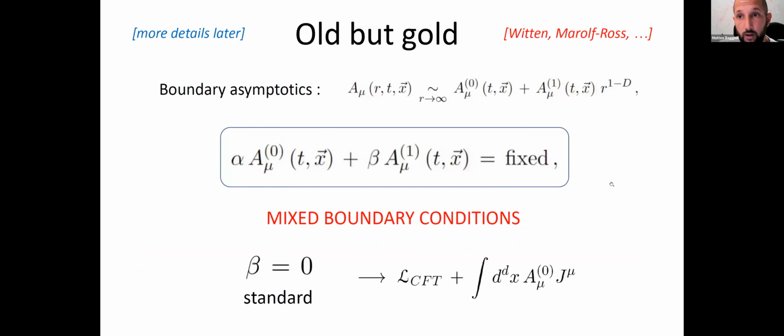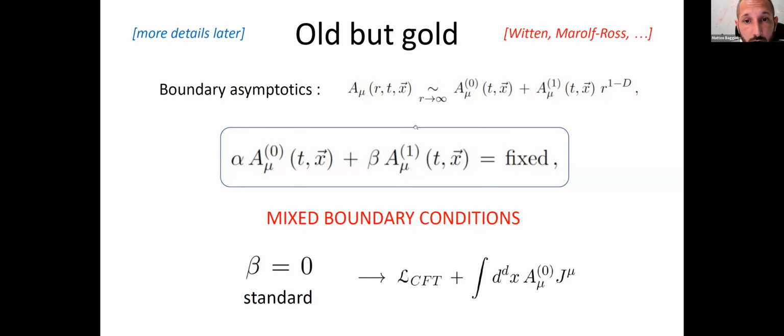Now, this idea is definitely not new. It's the idea that the possible boundary conditions that you can put in the bulk are much more general than Dirichlet. This was introduced by Witten already a few years after the definition of the AdS/CFT correspondence, and was basically defined in a very formal way by Marolf and Ross in a very nice paper.